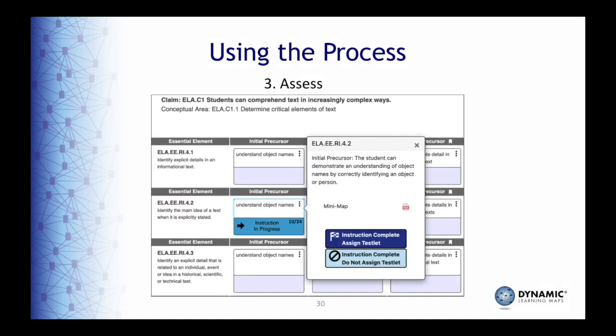When ready to assess the student, the teacher returns to the Instruction and Assessment Planner, selects the kebab again, and selects either Instruction Complete Assign Testlet or Instruction Complete Do Not Assign Testlet. Assigning a testlet means a testlet for the chosen essential element and linkage level will be available for the student in Student Portal and cannot be canceled at this point. Not assigning a testlet is selected when the teacher has decided to forego the chosen linkage level for another option.